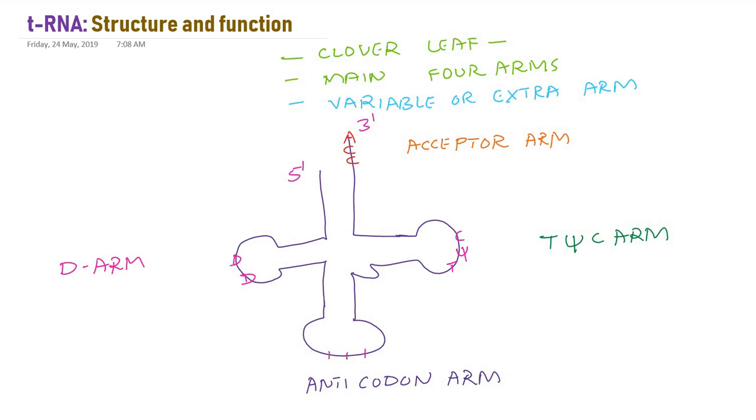In addition to this, we can see this arm. This is called the extra arm. It is not constant. It is different for different tRNAs. So that is why it is also called the variable arm.